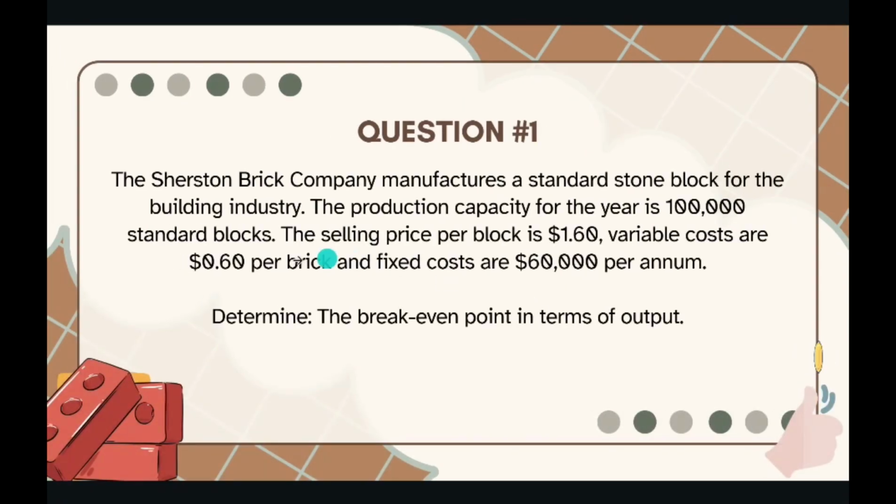So question number 1. The Shared Stone Brick Company manufactures a standard stone block for the building industry. The production capacity for the year is 100k standard blocks, and the selling price per block is 1.6. The variable costs are 0.6 per brick, and the fixed costs are 60k per annum. The question is to determine the break-even point in terms of output.